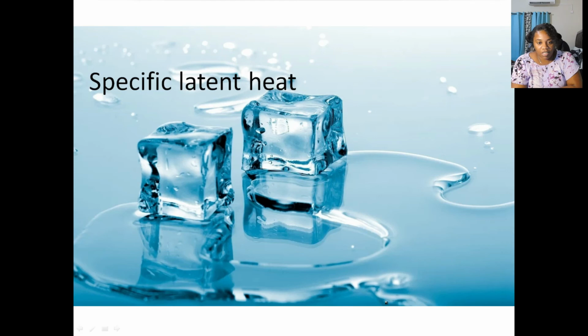So I hope this helped, and we're going to move on to part 7, I think. I'm not even sure now. We're going to move on to specific latent heat at another date.